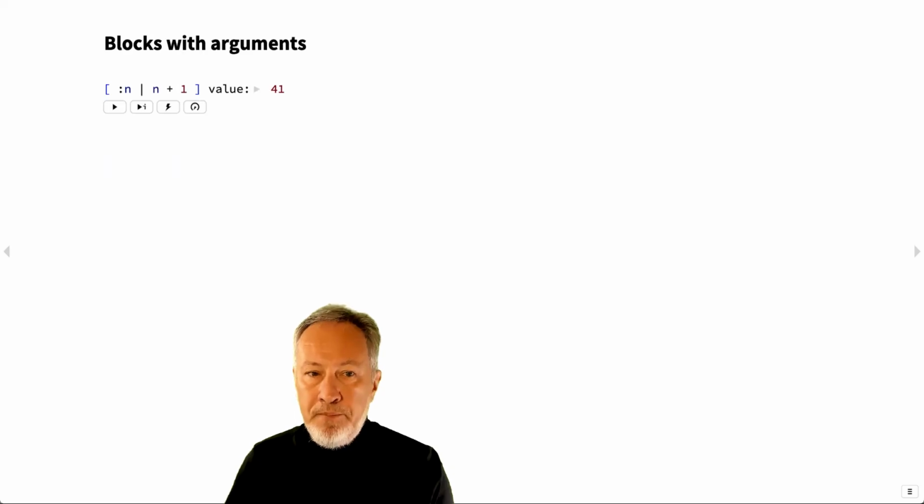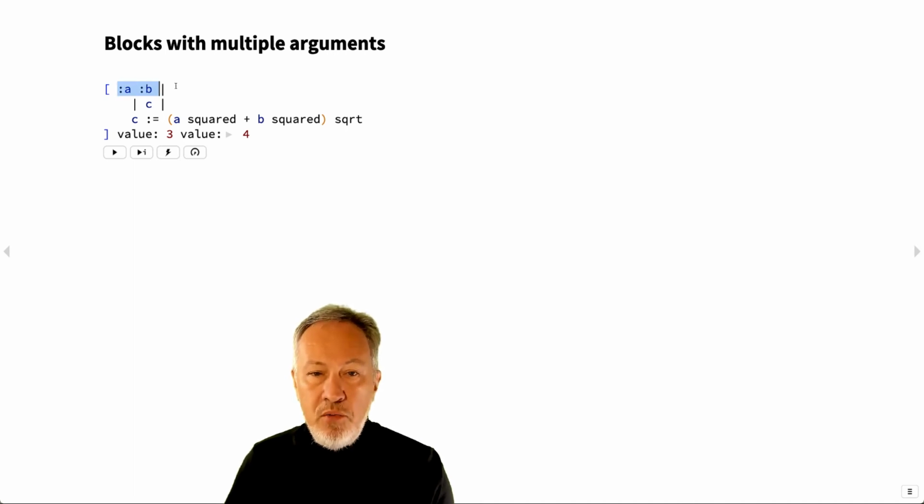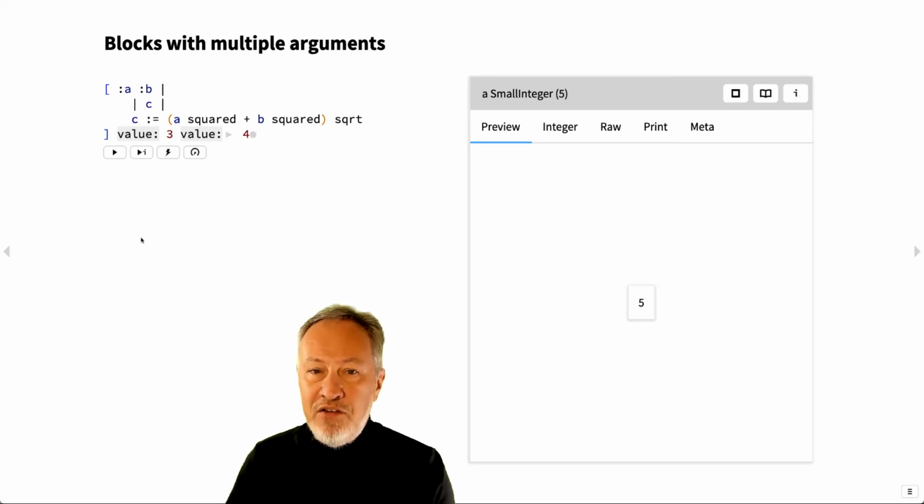4. A block can take arguments, which are declared at the beginning of the block with a colon followed by an OR bar. This block increments its argument. We evaluate it by sending the message value: with an argument. This block has 2 arguments, a and b, and a temporary variable c. To evaluate it, we send it value:value: with 2 arguments. As you might guess, this generalizes to yet more arguments.